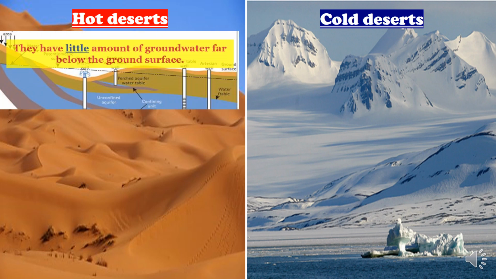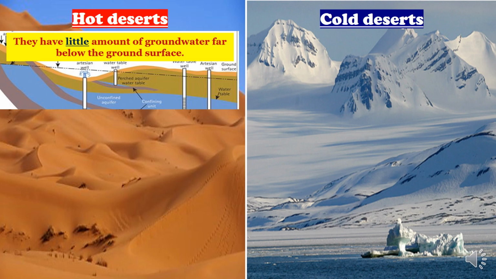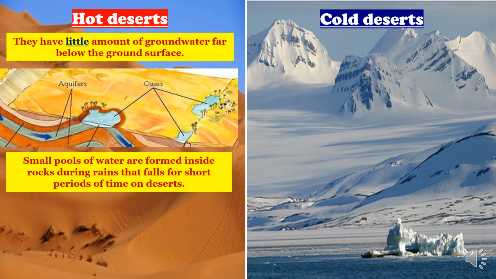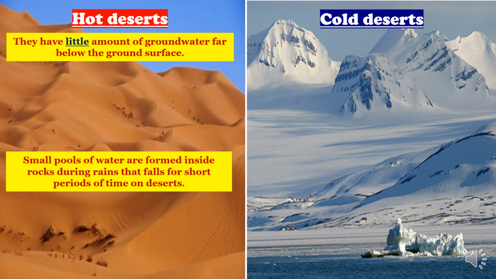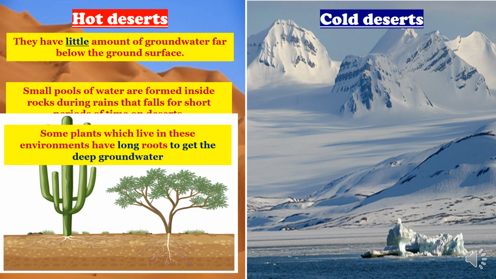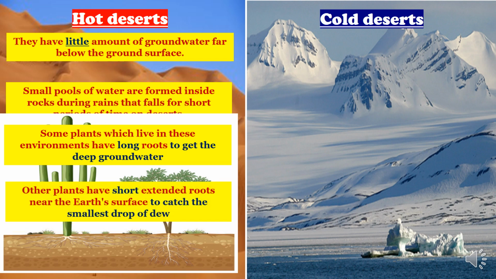In hot deserts, there is a little amount of groundwater far below the ground surface. Small pools of water are formed inside rocks during rains that fall for short periods of time on deserts. Some plants which live in these environments have long roots to get the deep groundwater. Other plants have short extended roots near the Earth's surface to catch the smallest drops of dew.